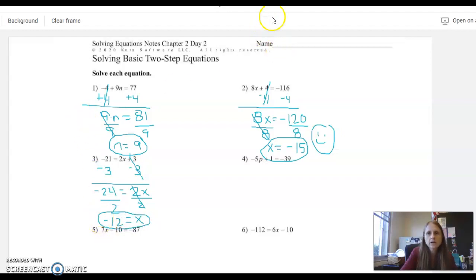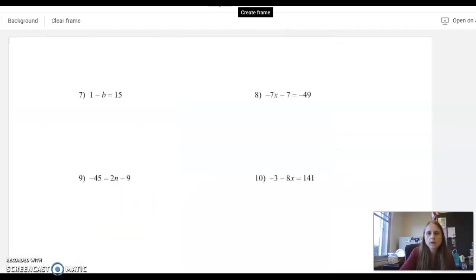All right, so let's go ahead and look at some of the ones on the other page. So here, looking at number 7, b is not alone. We've got a 1 here. There's not a sign in front of 1, so we know that the 1 is positive. So to move a positive 1, we would subtract 1 on both sides.